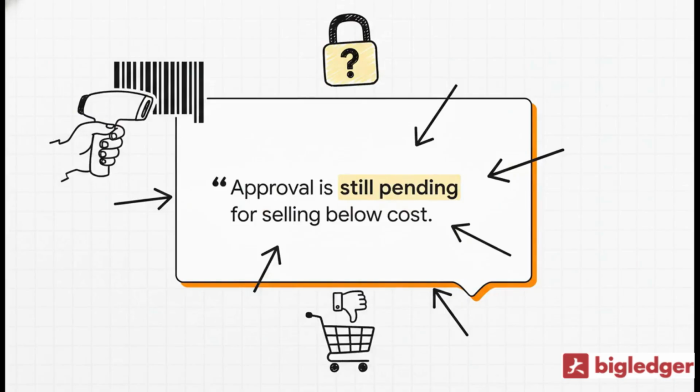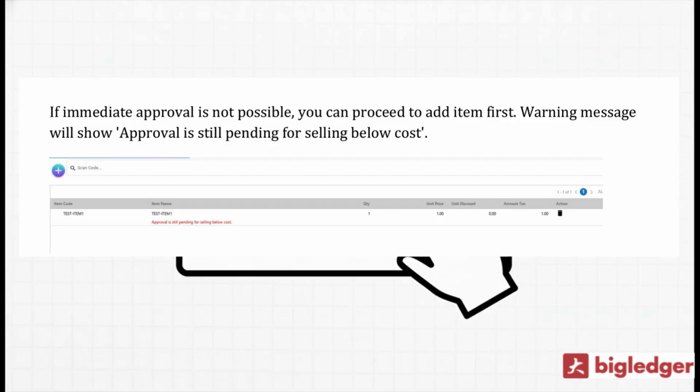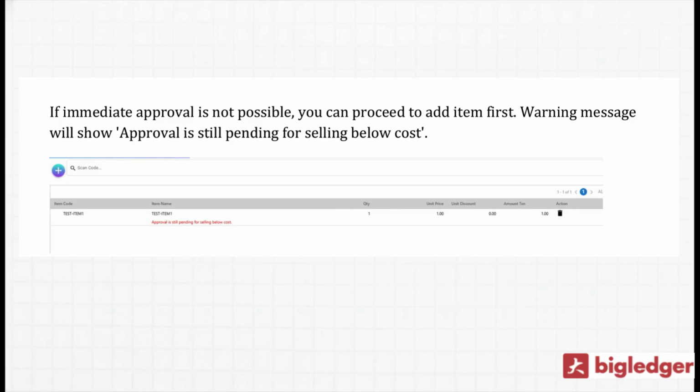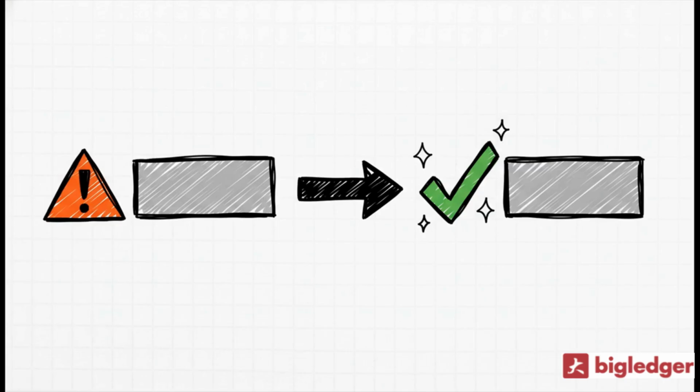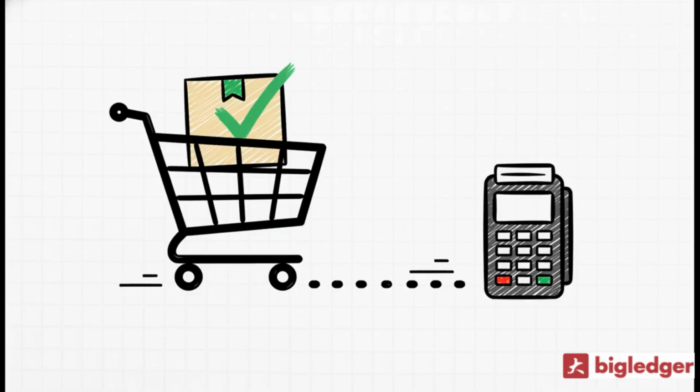If the cashier added the item before it was approved, they'll see this pending warning. But fixing this is easy. The cashier just needs to refresh the approval status. And like magic, after that refresh, the warning message is gone, the item is unlocked. Now the cashier can save the item to the bill and move on to payment.